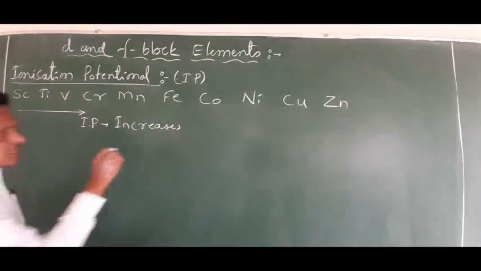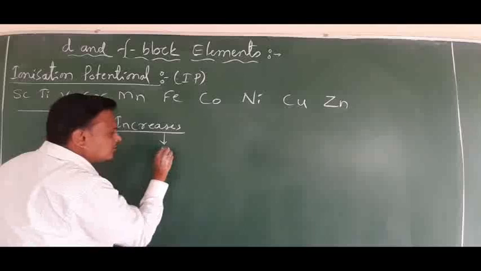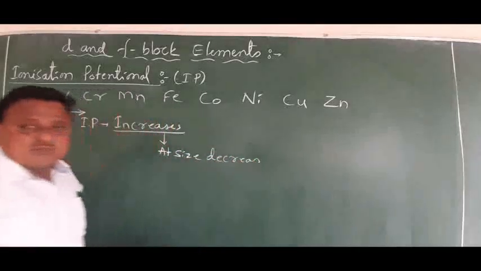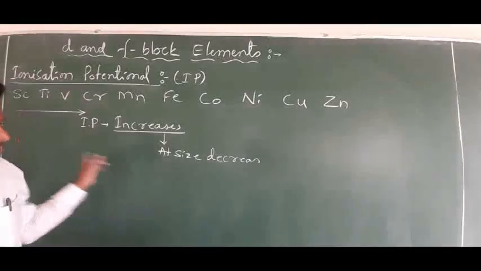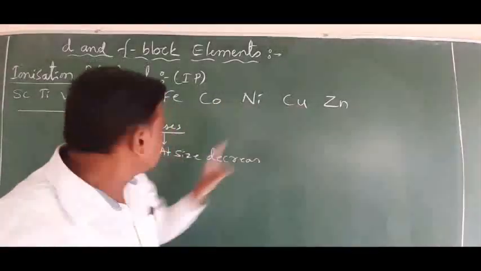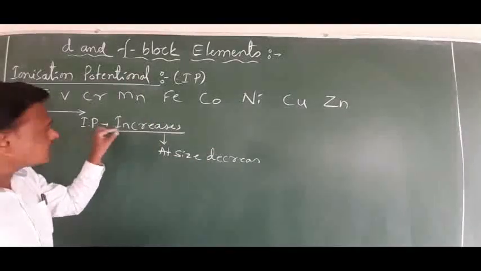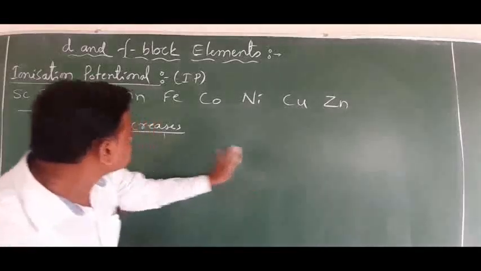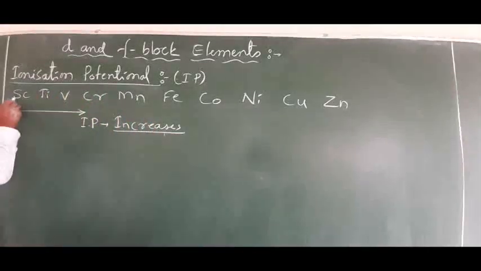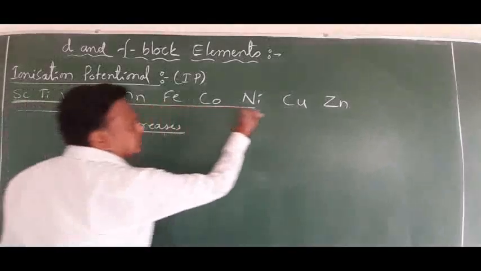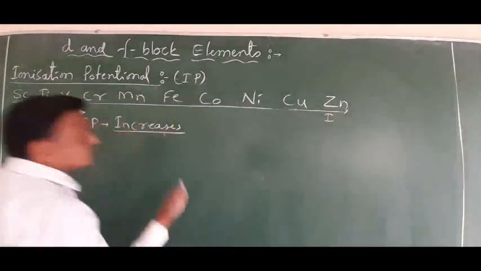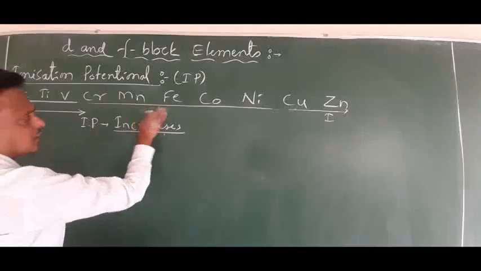Ionization potential increases because atomic size decreases. Concept in general: as atomic size decreases, ionization potential increases. Remember increase, not decrease; increase is the simple concept. This is what happens here. Children, I have said that atomic size here decreases. At this stage it becomes constant, and after copper onwards it increases. This is increase, this is constant.